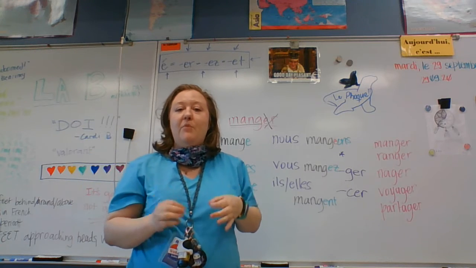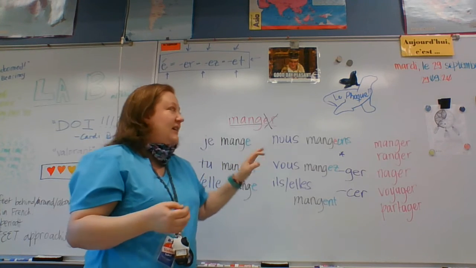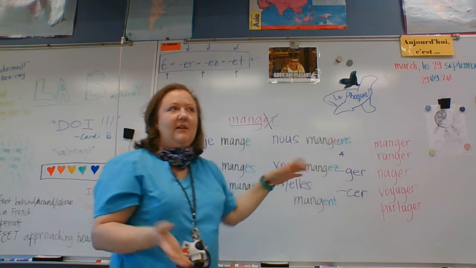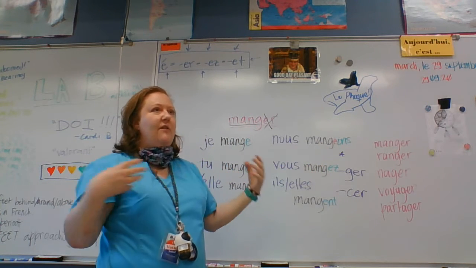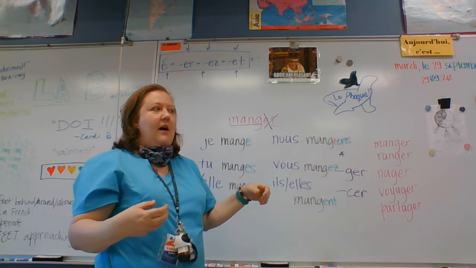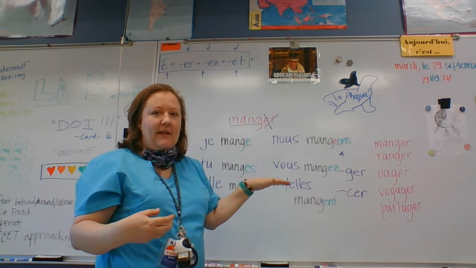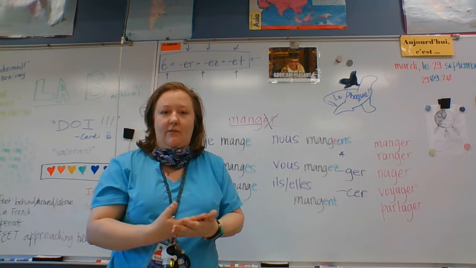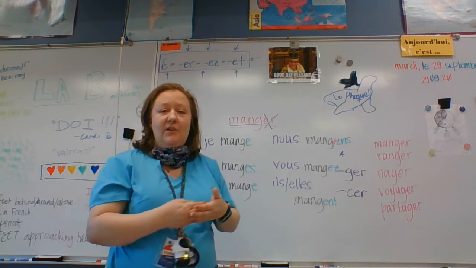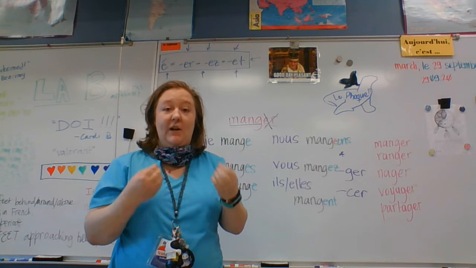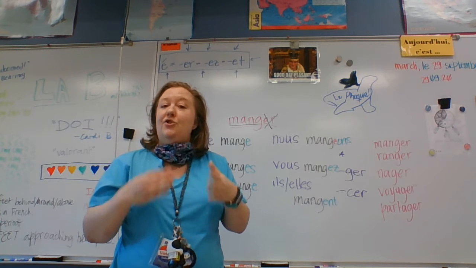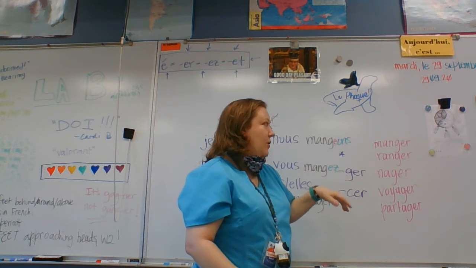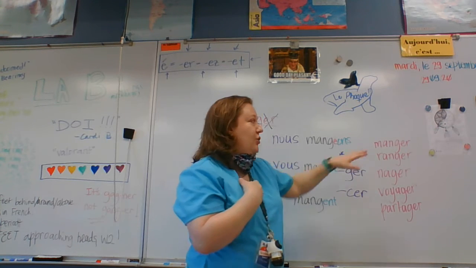Mangeons, mangeons. The E, it's silent, but it's just there to allow you to pronounce that. And just to preserve that sound, it just makes it all flow so smoothly. So you're definitely going to want to add that E, and it's only on the nous form of GER verbs. So this little rule only applies to the nous, or we, form of GER verbs, including these 5 here that are on your list. So to say we eat, nous mangeons.